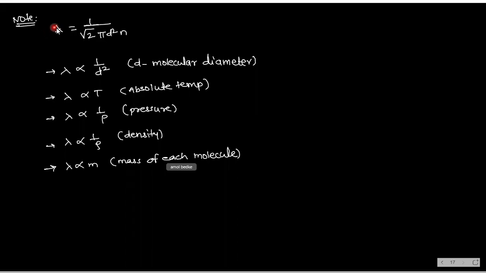See some note points. Lambda is equal to 1 by root 2 pi d square n. So lambda is inversely proportional to d square, where d is the molecular diameter. Lambda is directly proportional to T, that is absolute temperature. Lambda is directly proportional to 1 by P, that is pressure. Lambda is inversely proportional to density. And lambda is inversely proportional to the mass of each molecule. Where lambda is the mean free path. They may ask you this in problems, you can note it down.